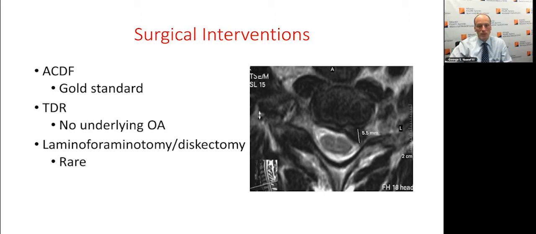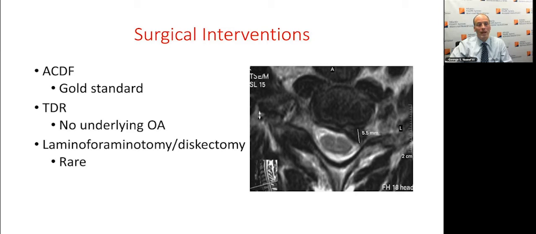Total disc replacements are really catching on now, and their indications are for single-level disease without underlying osteoarthritis and no evidence of cord compression. I think they work really well in the ideal patient, but I'm seeing the indications being expanded at an almost alarming rate. Laminoforaminotomy and discectomies are very rare.